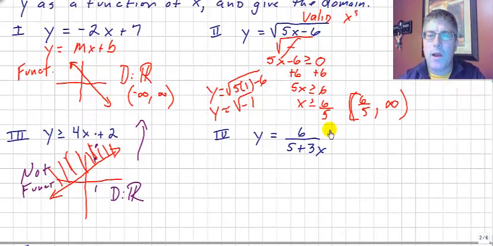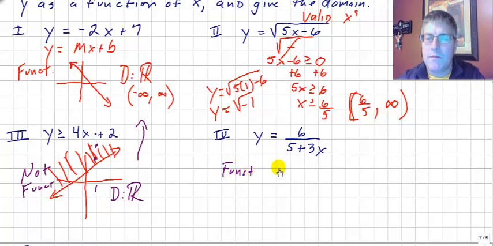Our fourth sample problem, we've got a fraction, y equals 6 over 5 plus 3x. Now this is also a function. Okay, I'm only going to get one output for y. For any individual x, I'm not going to get multiple outputs for y. So let's take a look at this. We've got x in the denominator. And so what's my domain? What are my valid inputs? Okay, determine that this is a function.